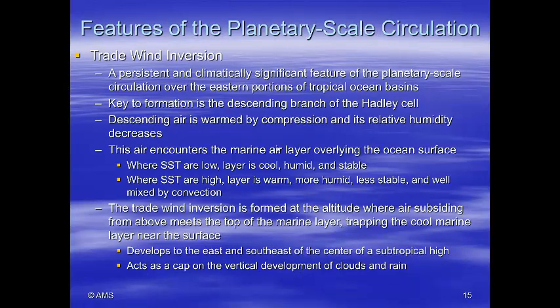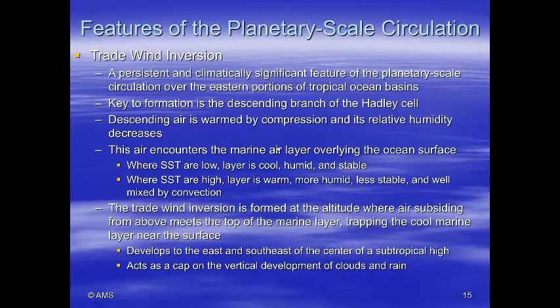And what we'll see is a trade wind inversion. So there's a persistent and climatically significant feature of the planetary scale circulation over the eastern portion of the tropical ocean basins. Key to this formation is the descending branch of the Hadley cells. So descending air is warmed by compression, and its relative humidity decreases.